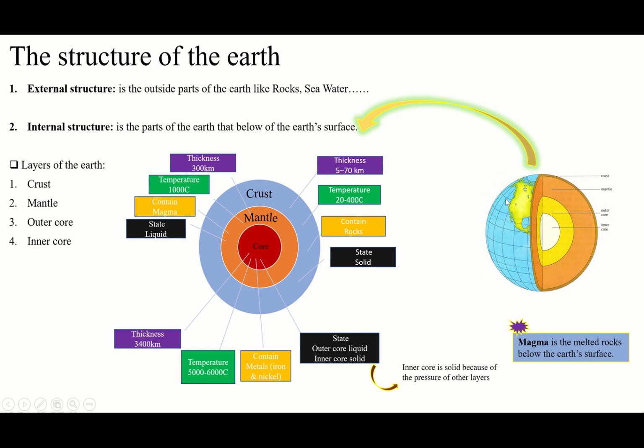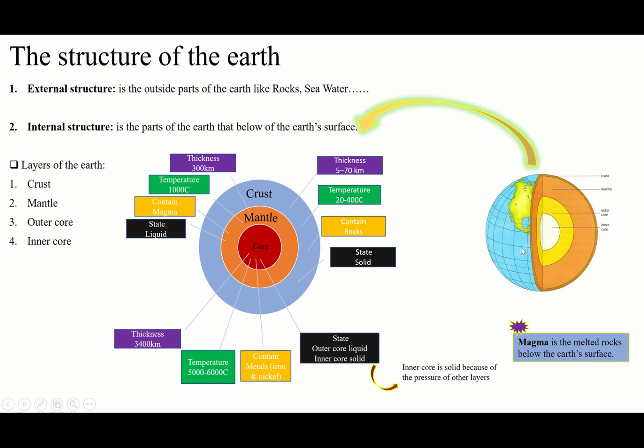But in other places, not on the ocean, on the land, 70 kilometers are left. You have to go deeper for 70 kilometers to arrive at the mantle. That's why we say between 5 and 70, because in some places it is 5, in some places 70. On the surface of the earth, we go deeper for 70 kilometers to arrive at the next layer, which is the mantle.